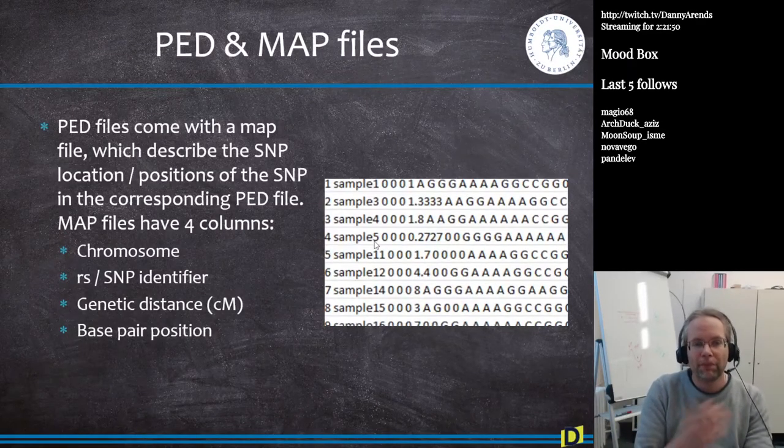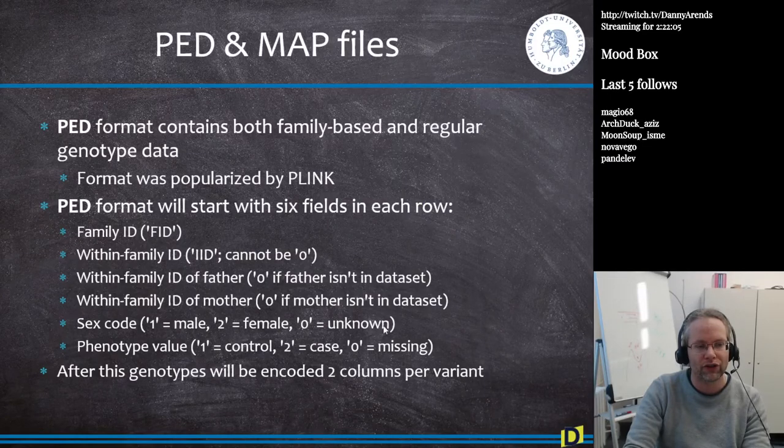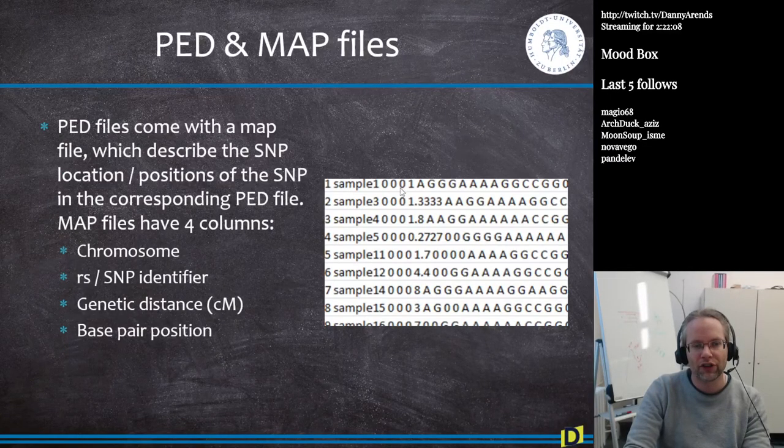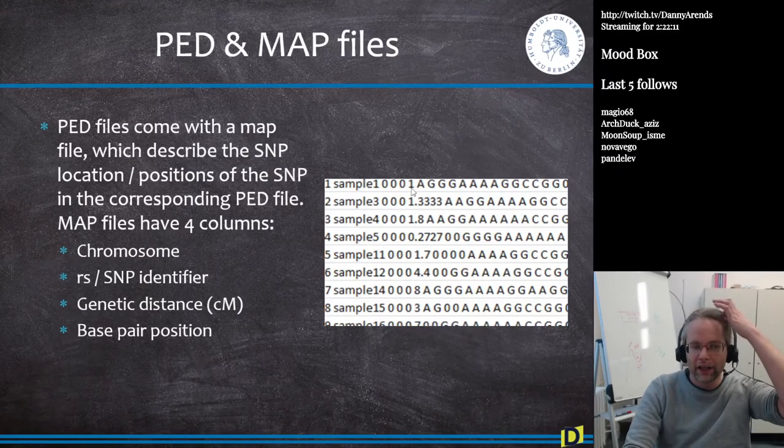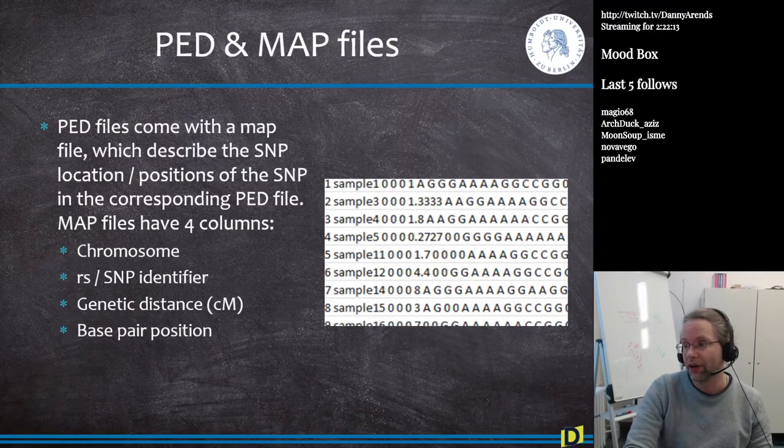So here you see a little example of a PED file, right? So this is family ID 1, sample 1. The mother was not in the data set, the father was not in the data set, and then the second zero is for the sex code, so this was unknown, right? So this individual had an unknown sex, and it is coded 1, meaning that it is a case and not a control. And then we see at the first marker, the first chromosome is an A, the second chromosome is a G. So this is an AG. Then you see GG and AA. So these are just going across the different markers in the chromosome.